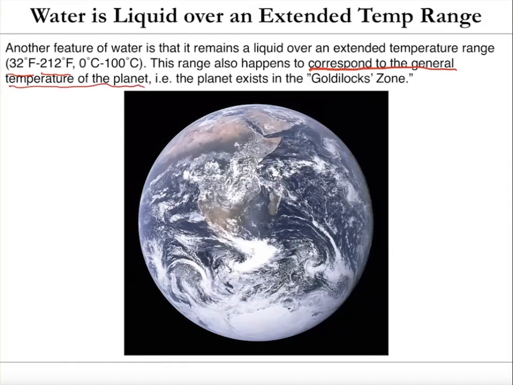So that's why when scientists are looking for other planets that may be habitable to life, they look in what's called the Goldilocks zone. This would be a region far enough away from a star, but also close enough that water would be able to remain liquid. It'd basically be in this range from 32 degrees Fahrenheit to 212 degrees Fahrenheit, or 0 degrees Celsius to 100 degrees Celsius. So this is also another really important feature of water for sustaining life.